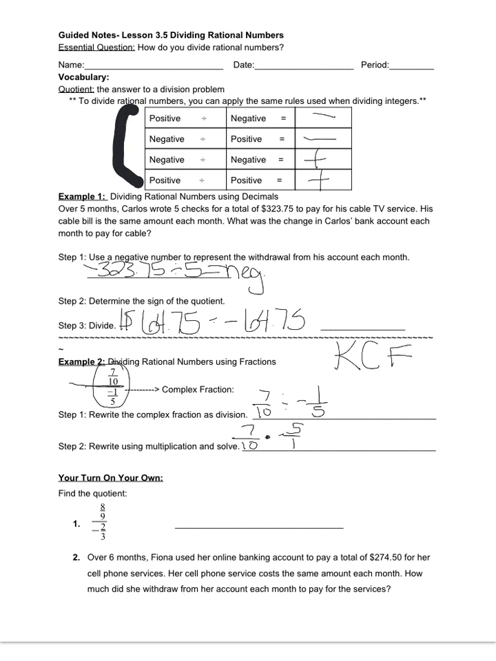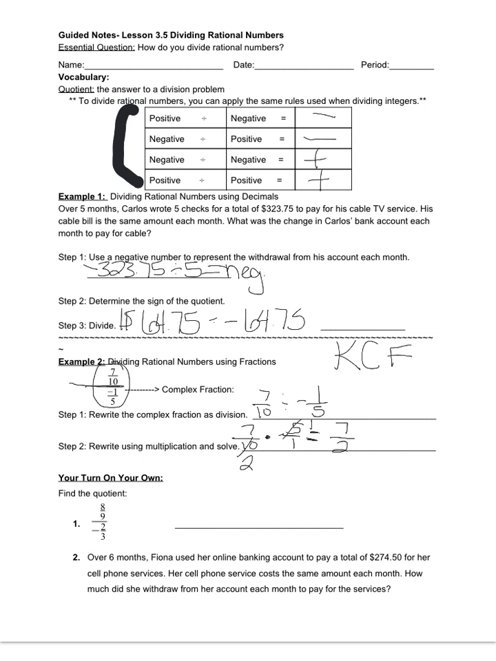So I really have 7/10 times negative 5/1. And when we multiply fractions, we can cross-reduce before we multiply. So 5 and 10, that's numerator and denominator. I can divide both 5 and 10 by 5. 5 divided by 5 is 1. 10 divided by 5 is 2. So when I multiply straight across now, I have 7 times 1, which is 7. 2 times 1, which is 2.